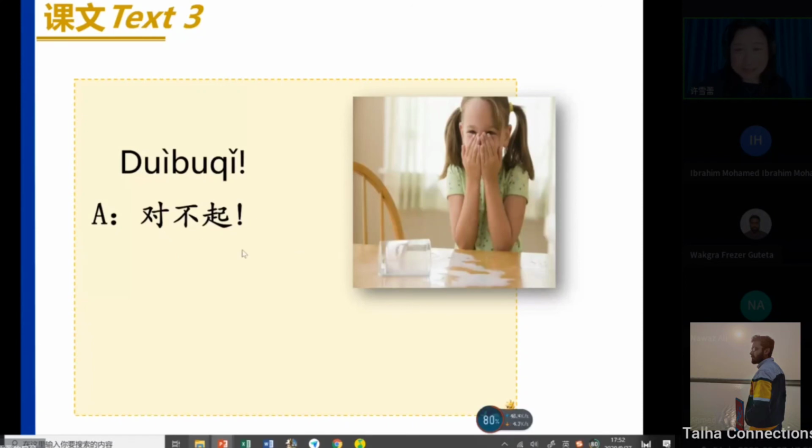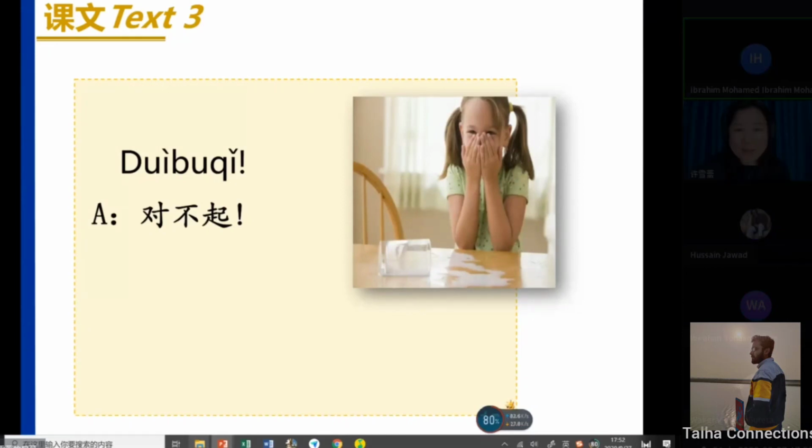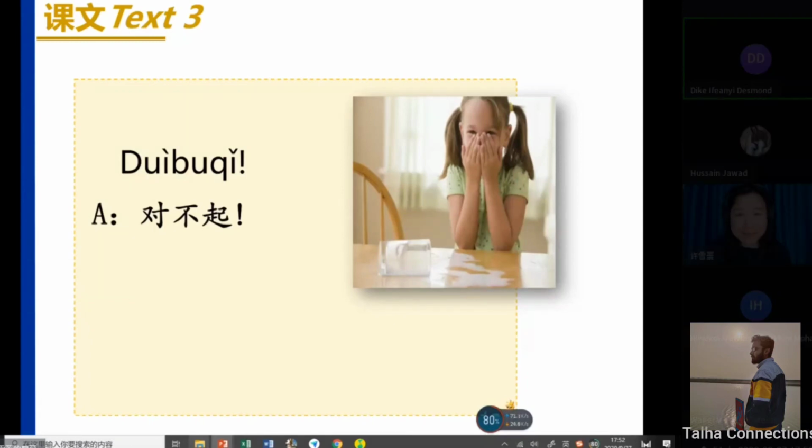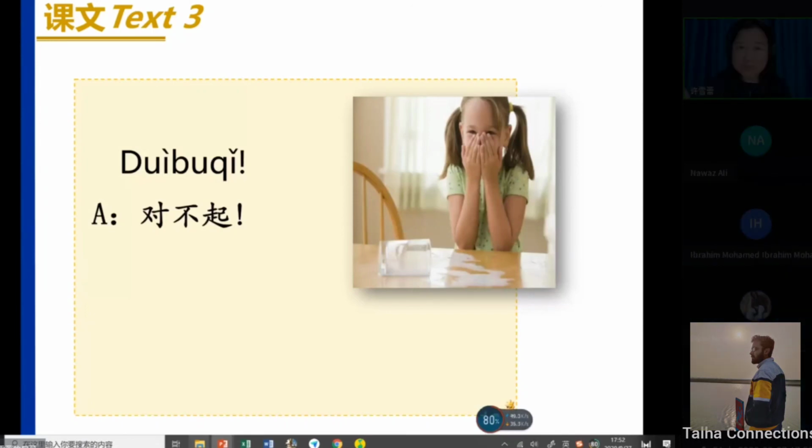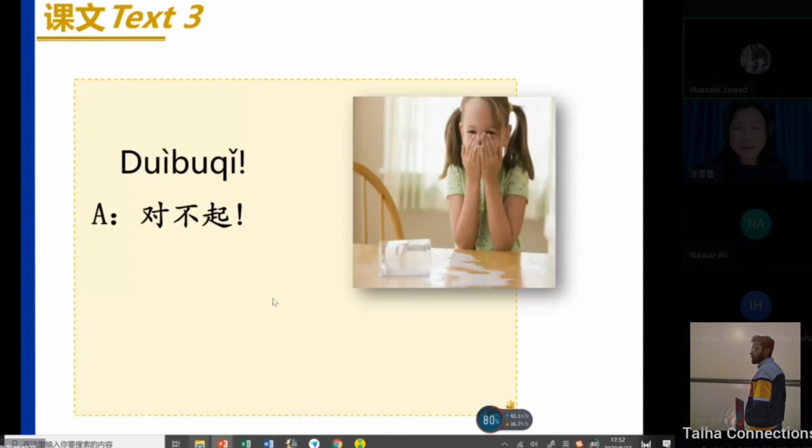对不起，跟我读，对不起。Now here, 对不起。Yeah, it means sorry. 对不起。Okay, fast, read it fast. 对不起。Good. 对不起。Yeah, it means sorry.